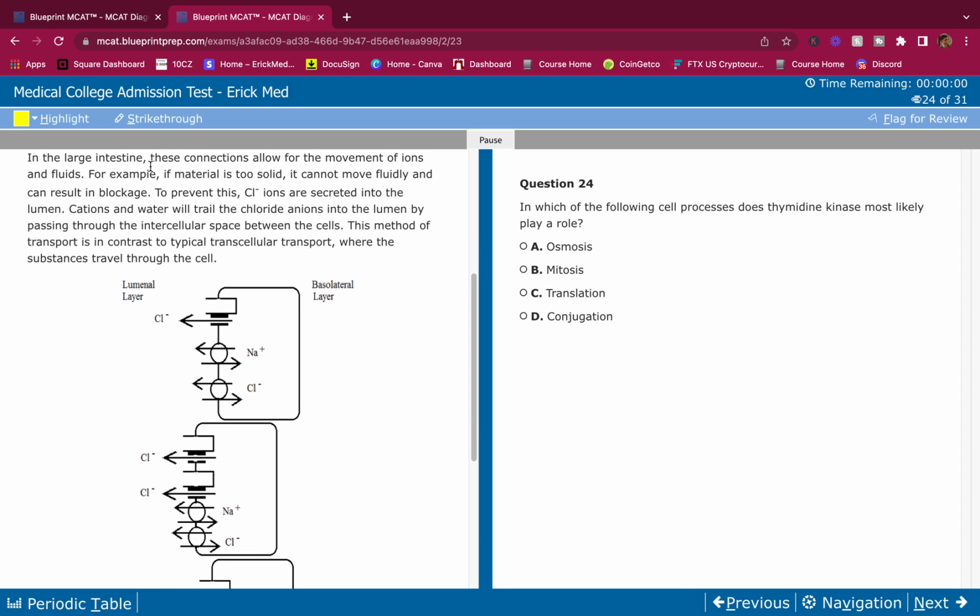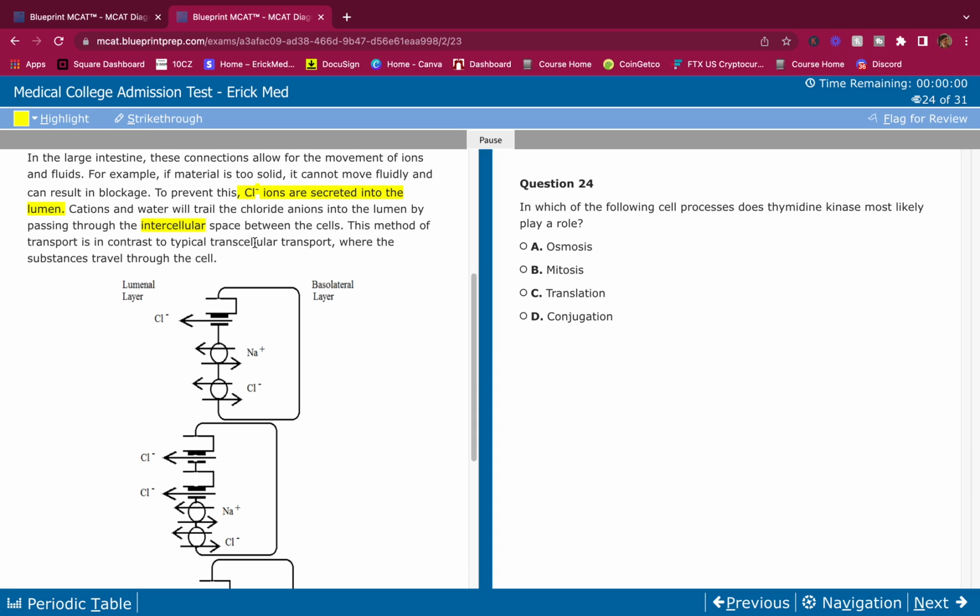In the large intestine, these connections allow for the movement of ions and fluids. For example, if material is too solid, it cannot move fluidly and can result in blockage. To prevent this, chlorine ions are secreted into the lumen. Okay. Cations and water will trail the chloride ions into the lumen by passing through the intercellular space between the cells. All right. This is different than what we've seen before in many other passages because usually they go through the cell. But intercellular, meaning the space between the cells.